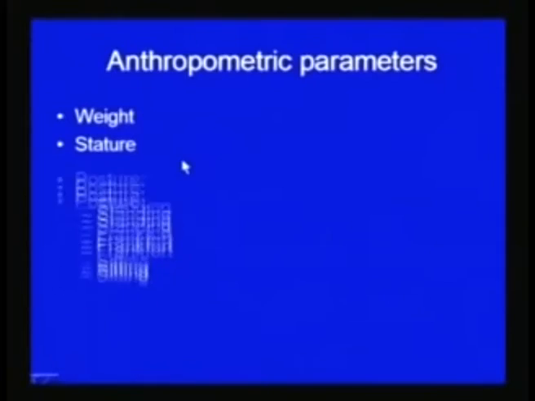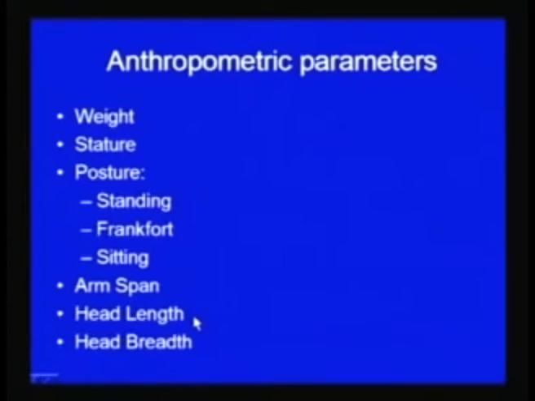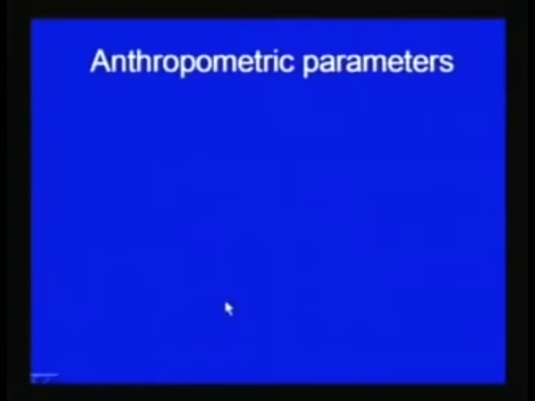The stature, the posture in standing, Frankfurt, and the sitting conditions, and the arm span, the head length, and the head breadth. These are some of the dimensions of the body which are measured and used in the structure and designing of the physical systems.